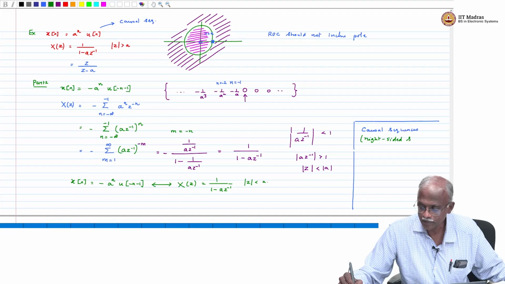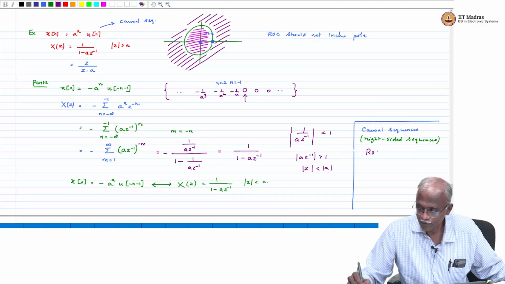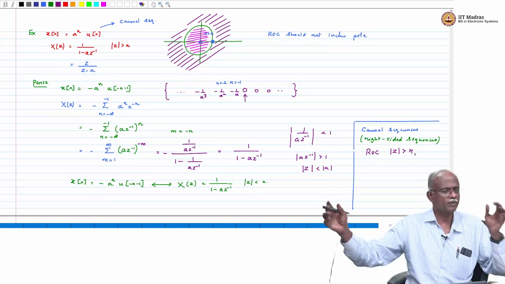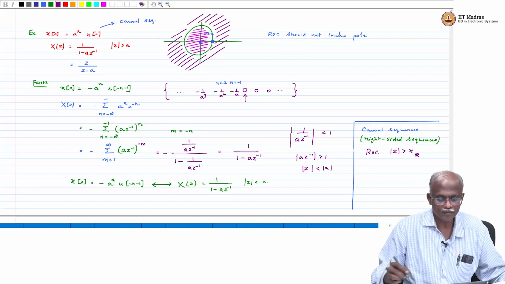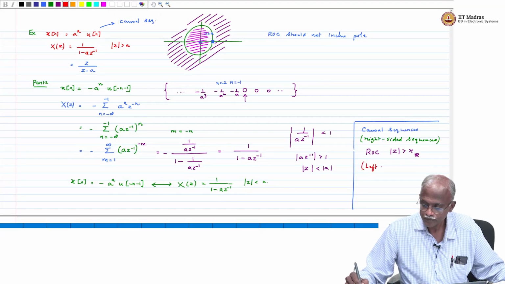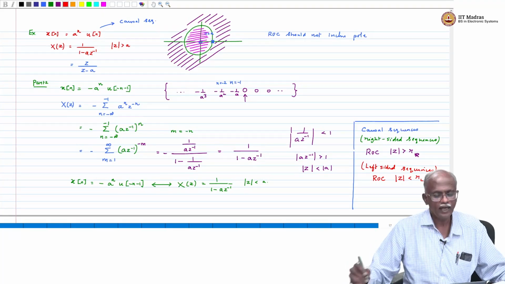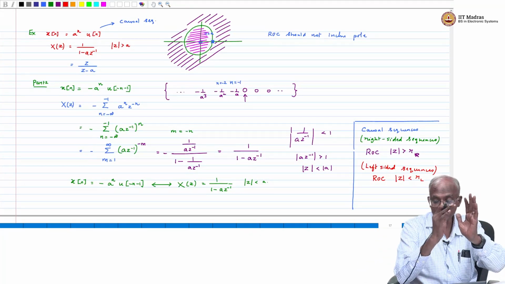For both these sequences, we will get an ROC of the type mod z greater than R1, greater than some region. In fact, maybe we can even write it as R subscript R because it's a right-sided sequence. On the other hand, if you have left-sided sequences, which includes non-causal sequences, then what you get is ROC mod z less than R subscript L. L is basically just to denote the boundary for the left-sided sequence. So within a circle, that means it's a left-sided sequence.